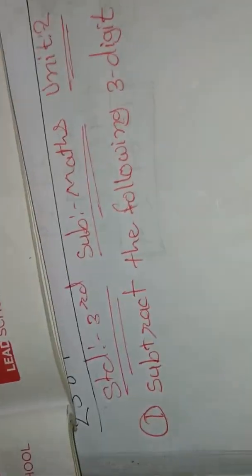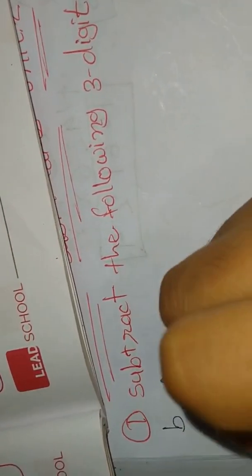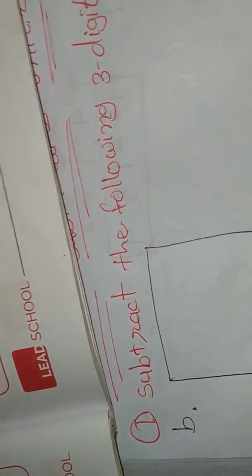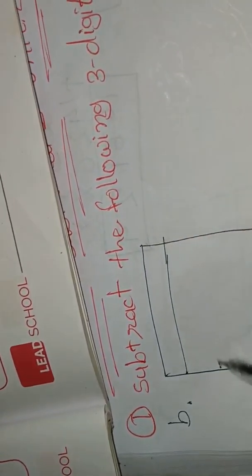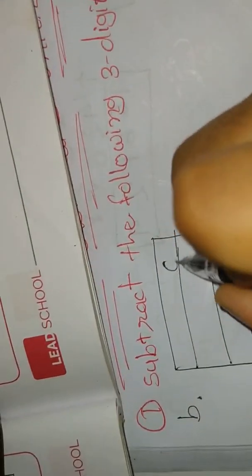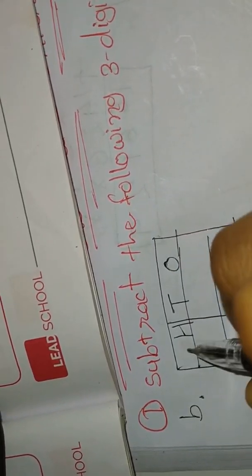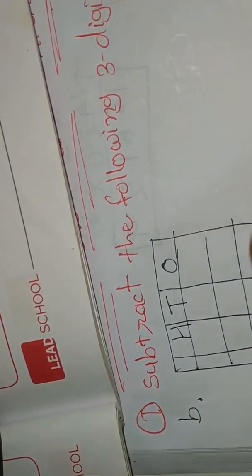Now students, in that the first sum is already completed. We'll start sum number two. For the second sum, we have to draw the place value box first. In that box we have to write ones, tens and hundreds. Then we have to write 795 minus 232.